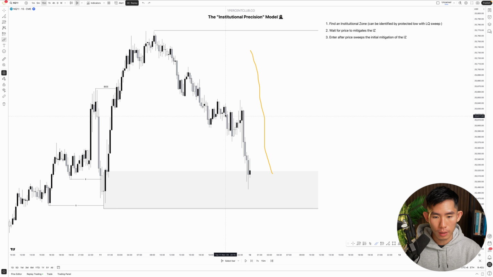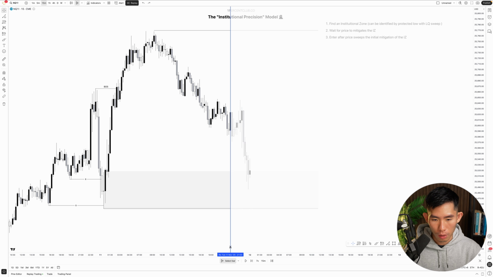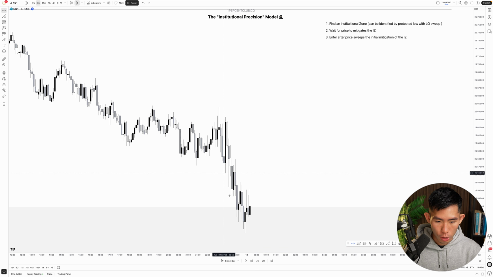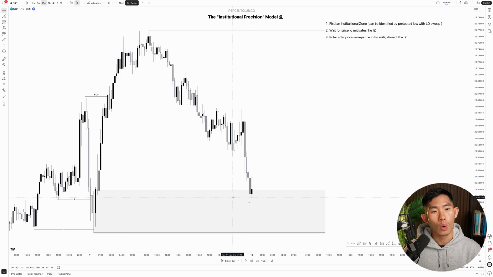So in this particular case, the minute price comes down, you can see right here on the 5-minute time frame, it came down, mitigated this zone right here, no entry, no bueno. All right, this is just good old liquidity. You can see later on price came down there and swept the liquidity below this low. And right now, we are potentially pushing up just like this. We got price mitigating the institutional zone. We also got price sweeping the initial mitigation of the institutional zone. So this is where you can potentially look for an entry itself.